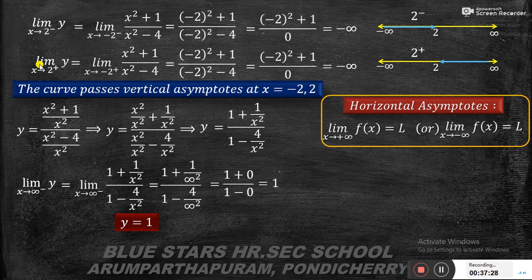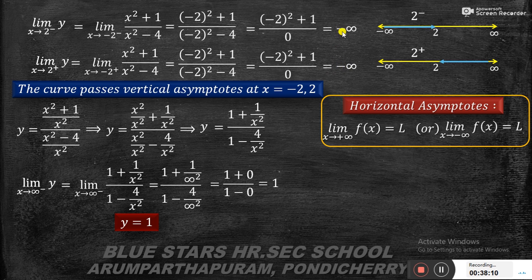Next I find the right limit. The limit as x tends to −2 plus of (x² + 1)/(x² − 4). I substitute x = −2, so ((−2)² + 1)/((−2)² − 4), which is (4 + 1)/(4 − 4). So 4 minus 4 is 0, which means 1 by 0, and 1 by 0 means infinity. So the right limit of infinity is plus infinity.